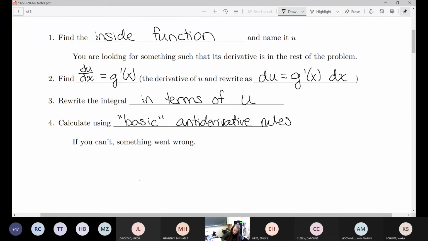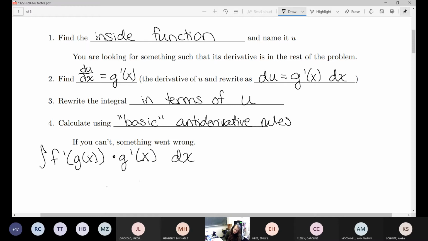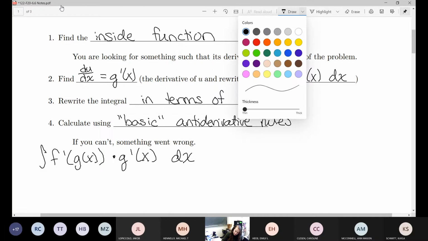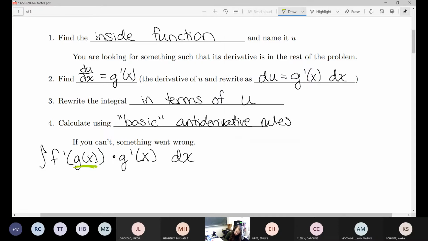Essentially what's going to happen is we're going to have an integral of something that, while it doesn't look like this to us necessarily, technically has this form. So what we're going to do is find that inside function, and I'm going to be using colors when we do it in the problem as well. We're going to say, let u be that g of x, and then we find that derivative. The derivative of g of x is just g prime of x.